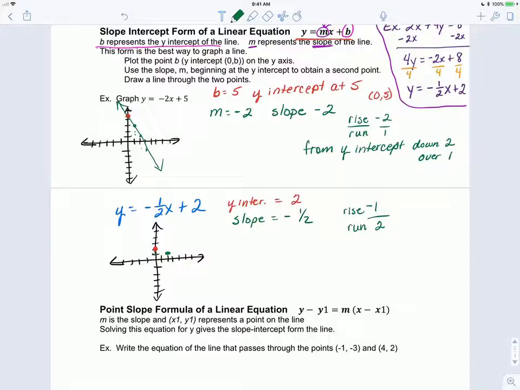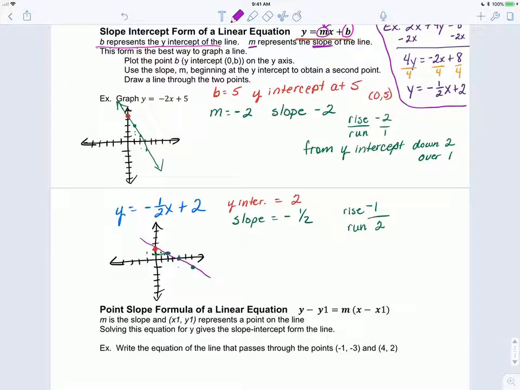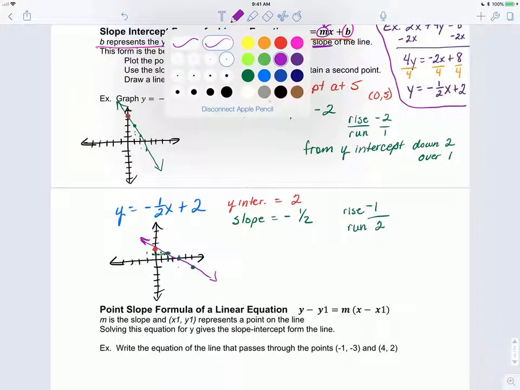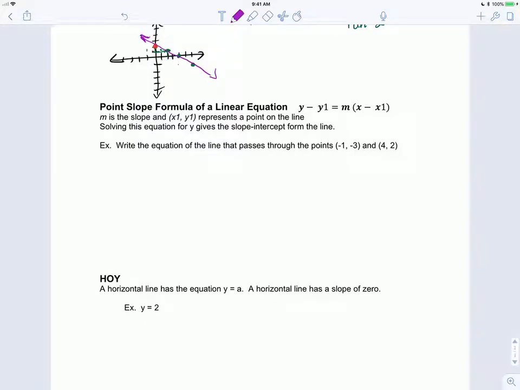Down 1, over 2. So down 1 over 2 more would put me here. Down 1 unit over 2 more would put me here. Then we could draw our straight line. Okay. So you can keep practicing that. You can go to different websites. You can look at some of your homework problems and maybe try to work that out, and practice on that some more if you need to.